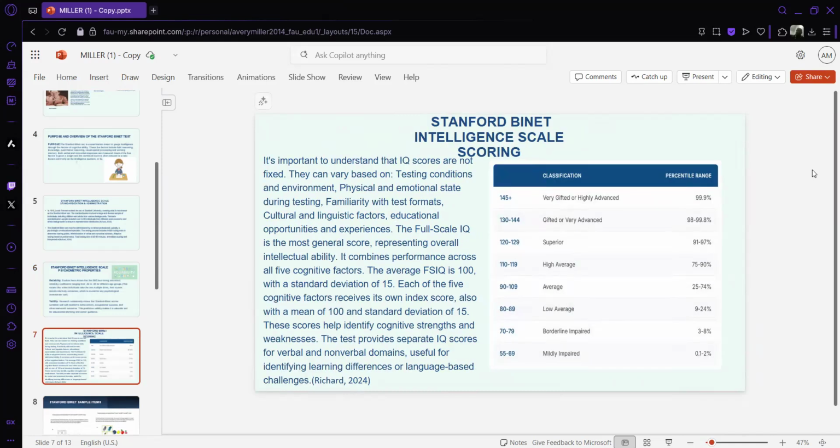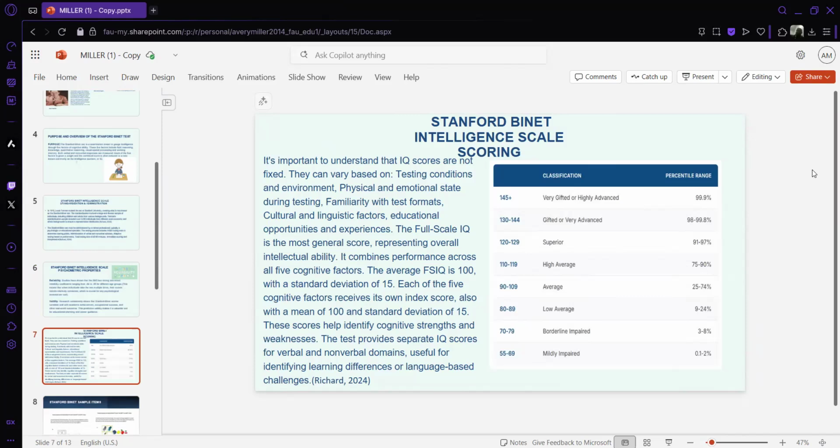Right. Now, the Stanford Binet Intelligence Scale scoring. On our right, we see the scores along with the classification corresponding with the percentiles that are given in the normal standard deviation curve. It is important to understand that IQ scores are not fixed. They can vary based on testing conditions, environment, physical and emotional state during the testing, familiarity with testing formats, cultural and linguistic factors, educational opportunities, and experiences.